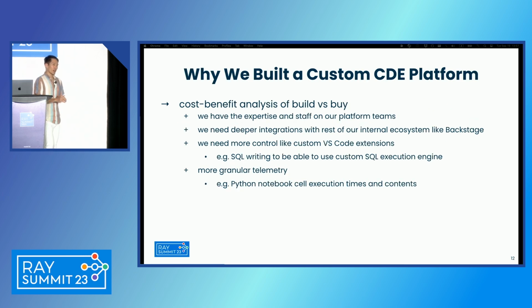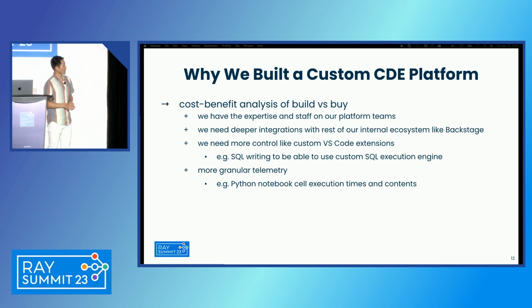We went through the decision-making process of buy versus build, and again landed on build because we have the expertise and the staffing. We really needed deeper integrations with the rest of our platform, like Backstage, an open source tool that manages your internal software catalog. We also needed a lot more control over VS Code, specifically the custom extensions. We've written a lot of custom extensions to hook into other parts of Spotify. For example, you can query internal data endpoints straight from VS Code.